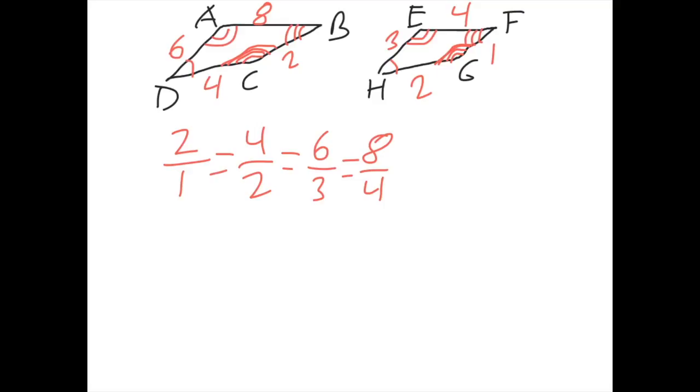So 2 over 1 is 2, 4 over 2 is 2, 6 over 3 is 2, 8 over 4 is 2. So they are indeed proportional. So those two polygons are similar. And the scale factor, it depends from which you're talking about. If you're talking about from the bigger one to the smaller one, then it's a scale factor of 1/2. If it's from the smaller one to the bigger one, it's a scale factor of 2.